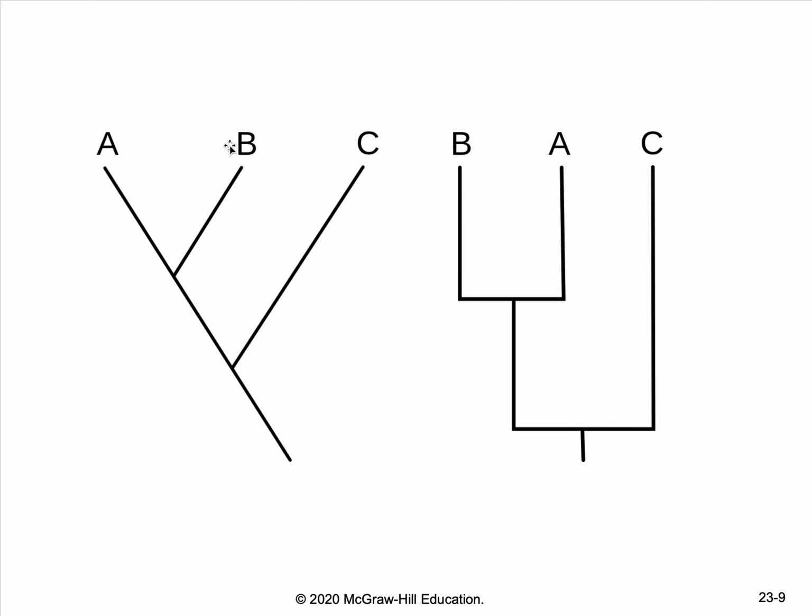So if you said A and B, you're correct. A and B are closer related than A and C, right? Or B and C. So A and B are closer in relationship than they are to C. And again, these are the same, just arranged a little bit differently. So again, there will be one on your test, so just practice that a little bit.